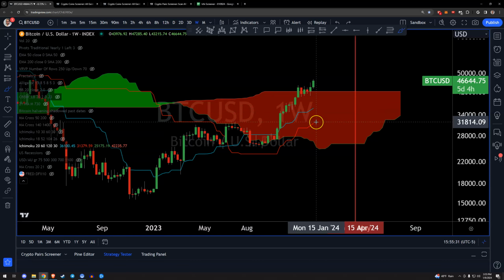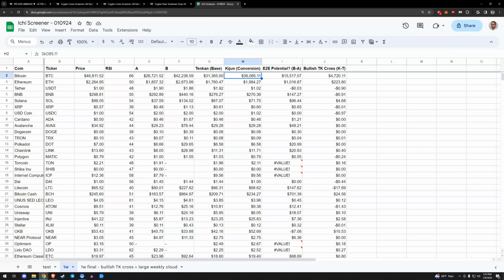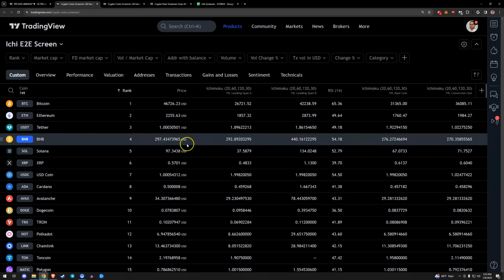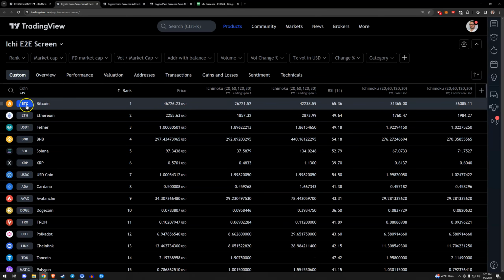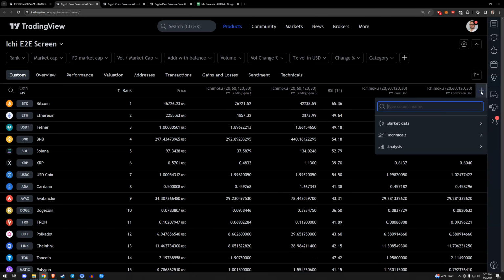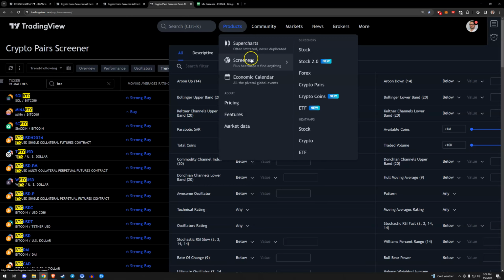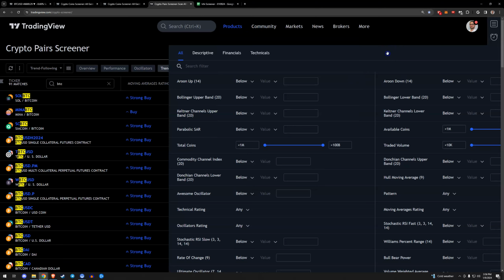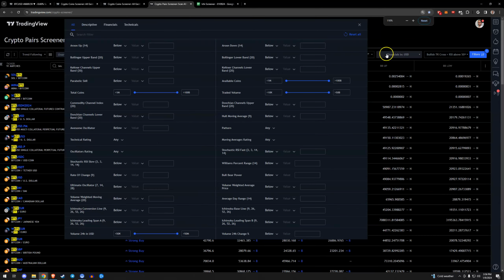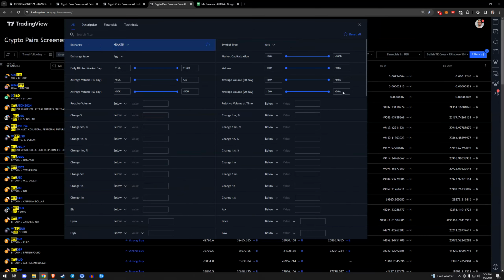Because some of these I've noticed aren't exactly as they are on the chart. And I think that's because I don't actually know which exchanges they're using for all of these tokens. I'm sure if you drill down on the screener a little bit, there's probably a way to remove certain exchanges. On the other version of the screener, I know I'm jumping around a lot, but on the crypto pairs version of the screener, you can say, for instance, I only want to look at Kraken.